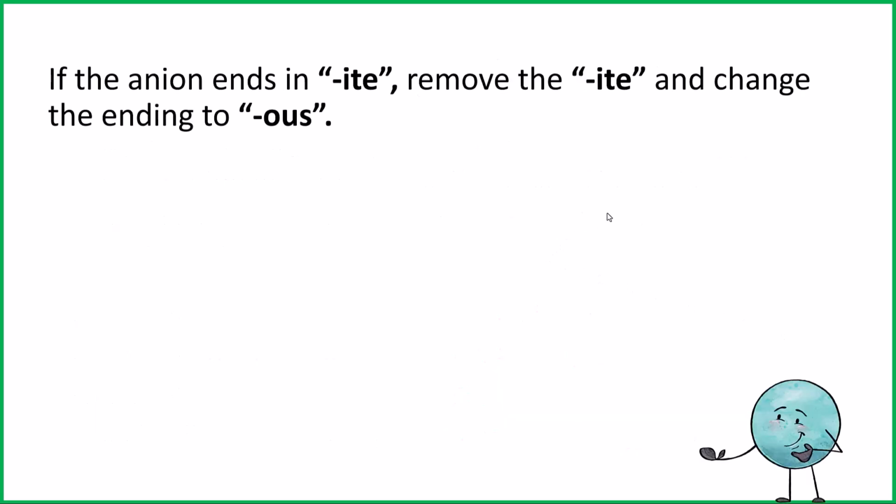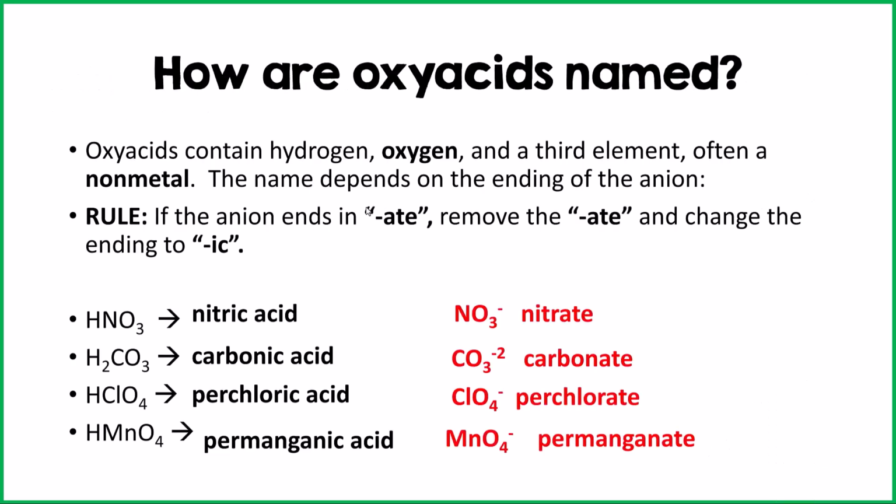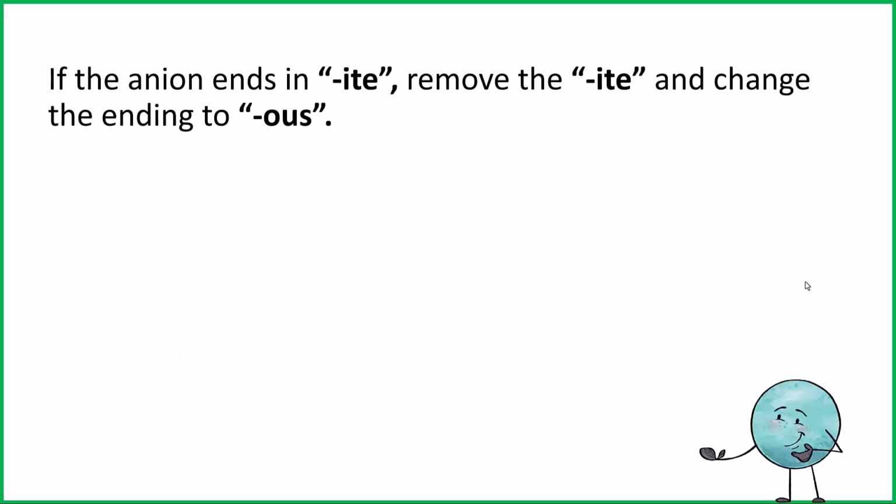And then we have one more rule. If the anion in your oxyacids ends in ite, you're going to remove the ite and change it to us. So before we were talking about ate in our polyatomic ions here, but if that polyatomic ion ends in ite, you're going to change the ending to us instead of ic. So here's some examples. This is a nitrite ion, and so rather than using ic, we're going to use us here, and this will be nitrous acid.